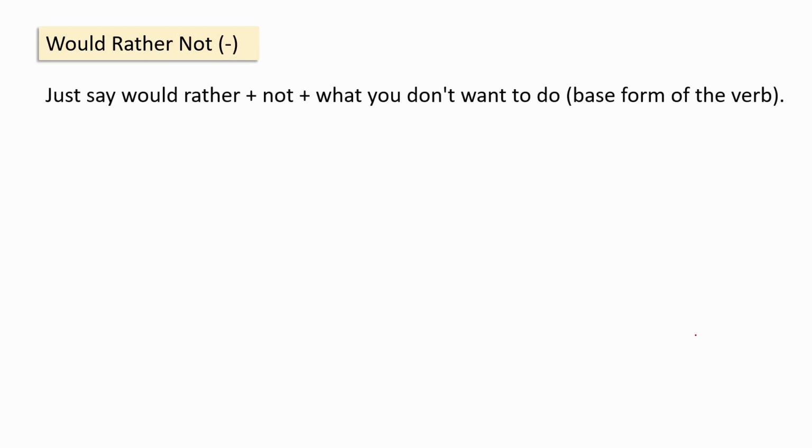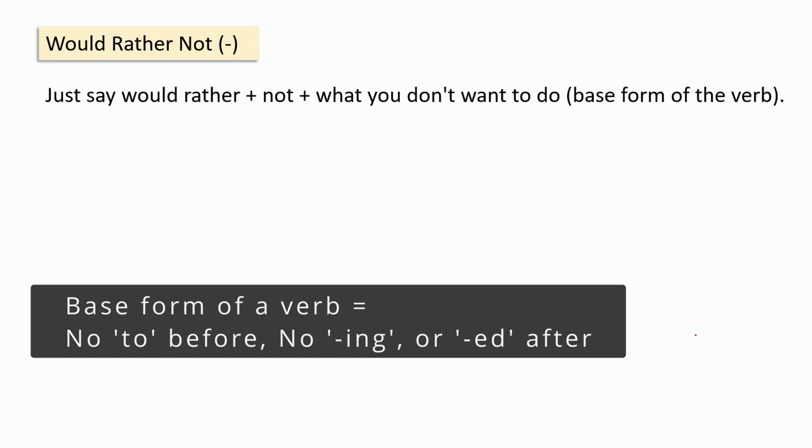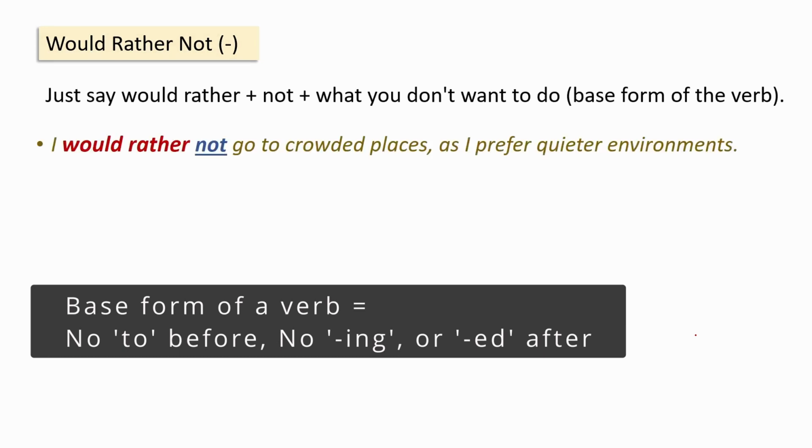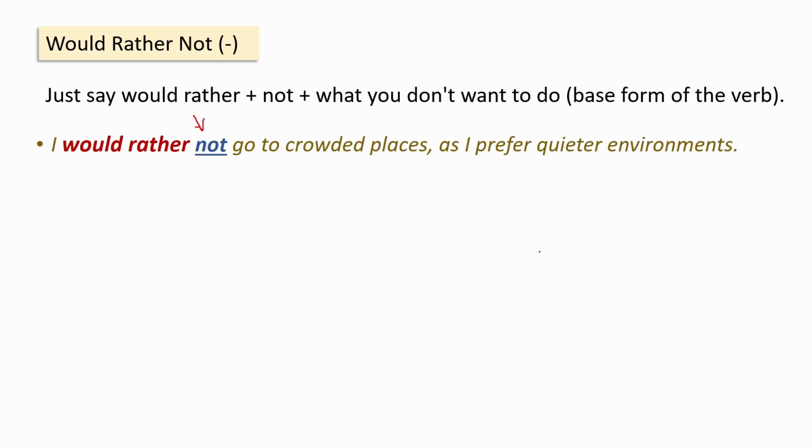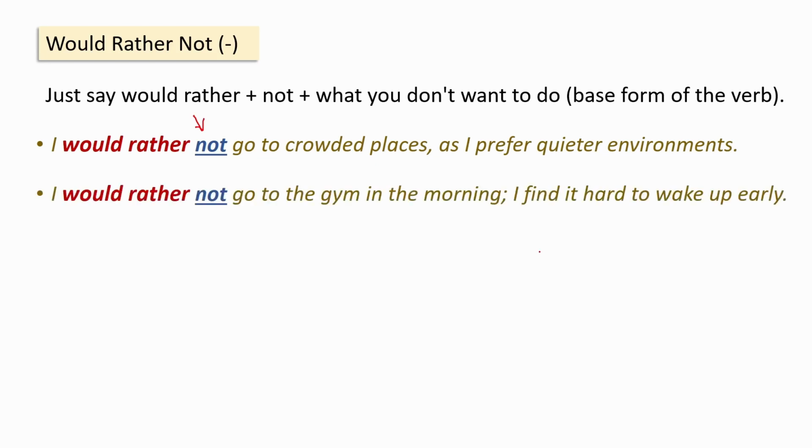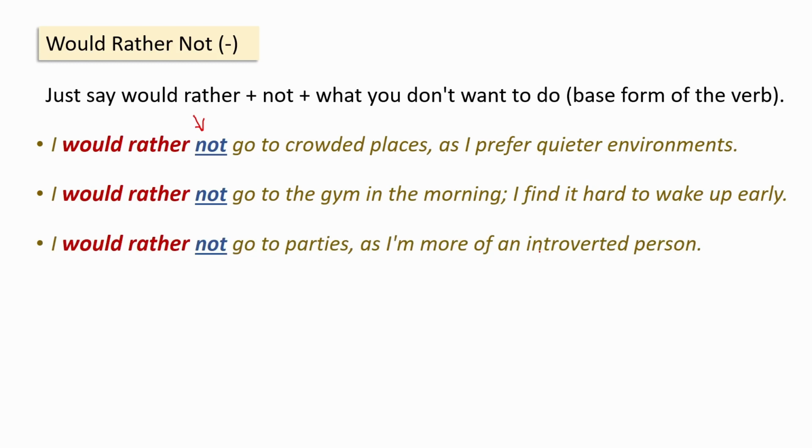Now, how to make it negative? Just say would rather plus not plus what you don't want to do. Again, you need to use the base form. No ing, no ed, nothing. Example, I would rather not go to crowded places as I prefer quieter environments. I would rather not go to the gym in the morning. I find it hard to wake up early. I would rather not go to parties as I'm more of an introverted person.